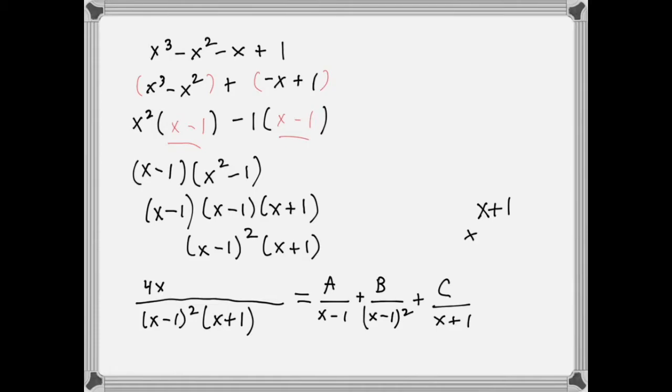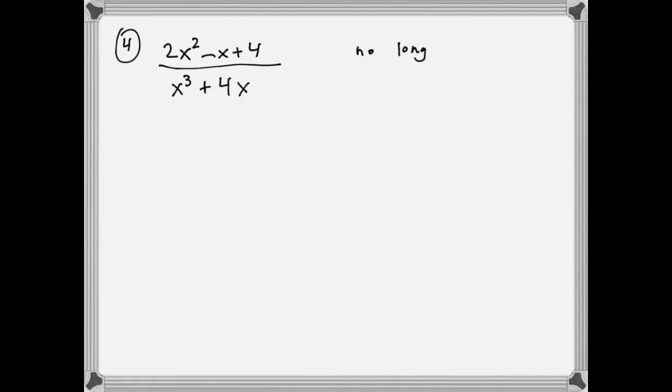Okay, let's keep going here. Let's do a few more. So this is going to be number 4. We're doing 2x squared minus x plus 4, and the bottom is x cubed plus 4x. Notice that the degree of the top is smaller than the degree of the bottom, so we have no long division to do. Let me just write it this way, no long division.